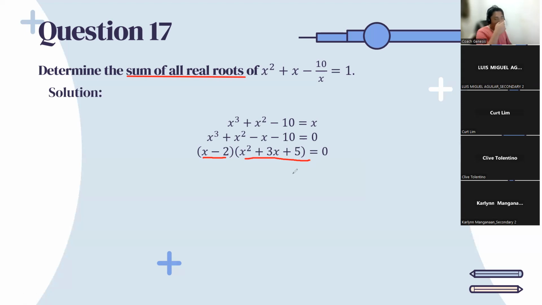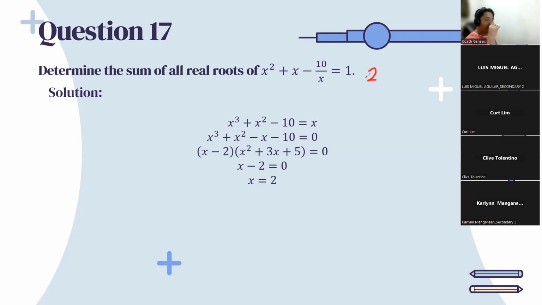For x squared plus 3x plus 5, does that give us real roots? So let's check using the discriminant. You have b squared minus 4ac. So you have 9 minus 4 times 1 times 5. Here, you can see that it is negative. So that means we have no real roots here. Which means you only have one real root, which is x minus 2 is equal to 0, or x is equal to 2. So that's it for number 17. The answer is 2.